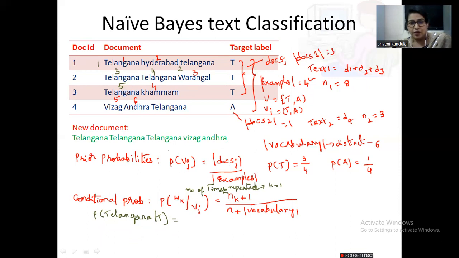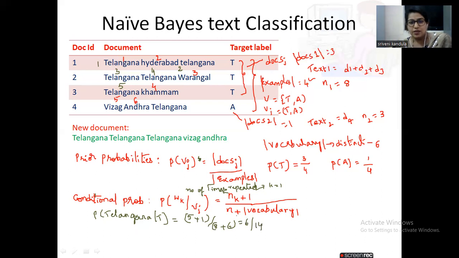Only associated with target label T, Telangana is repeated 5 times. So the Nk value is 5. Nk value is 5 plus 1, divided by the number of words that I have in this particular text 1, that is 8, plus mod vocabulary, which is 6. This we already pre-computed. So the final value of this is 6 by 14.